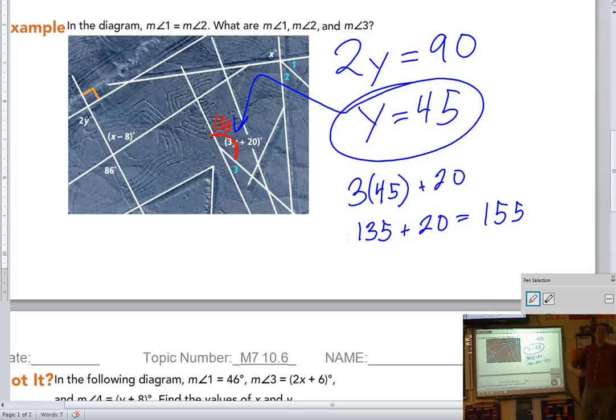Supplementary. Remember, supplements to get bigger. Supplementary angles. So they'd have to add up to 180, which tells me angle 3 has to be 25.